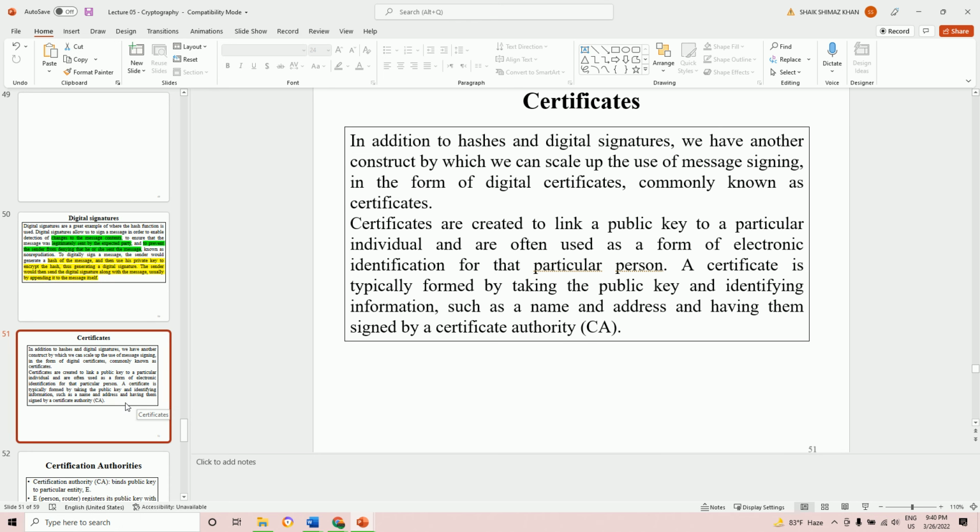So the next concept is called certificates. In addition to hashes and digital signatures, we have another construct by which we can scale up the use of message signing, in the form of digital certificates, commonly known as certificates. Certificates are created to link a public key to a particular individual and are often used as a form of electronic identification for that person. A certificate is typically formed by taking the public key and identifying information such as name and address and having them signed by a certificate authority.